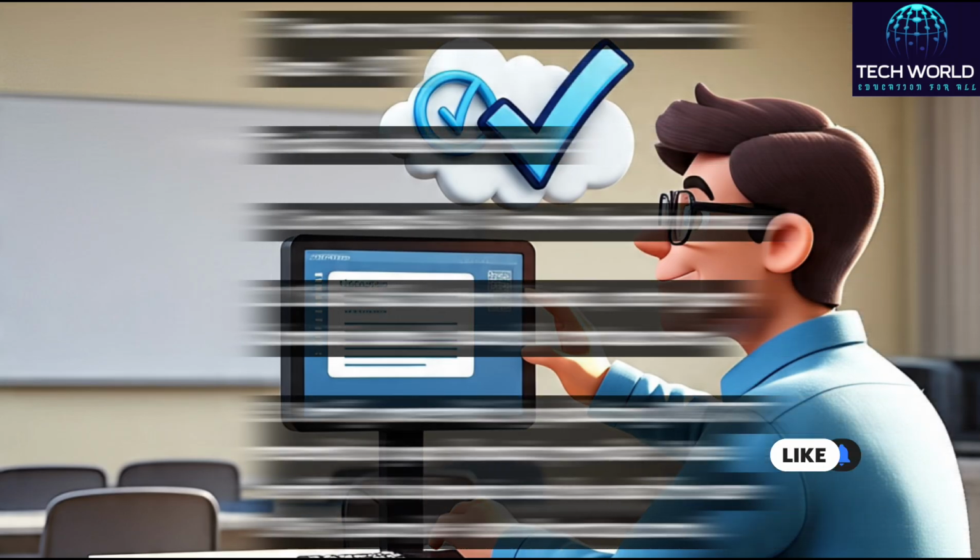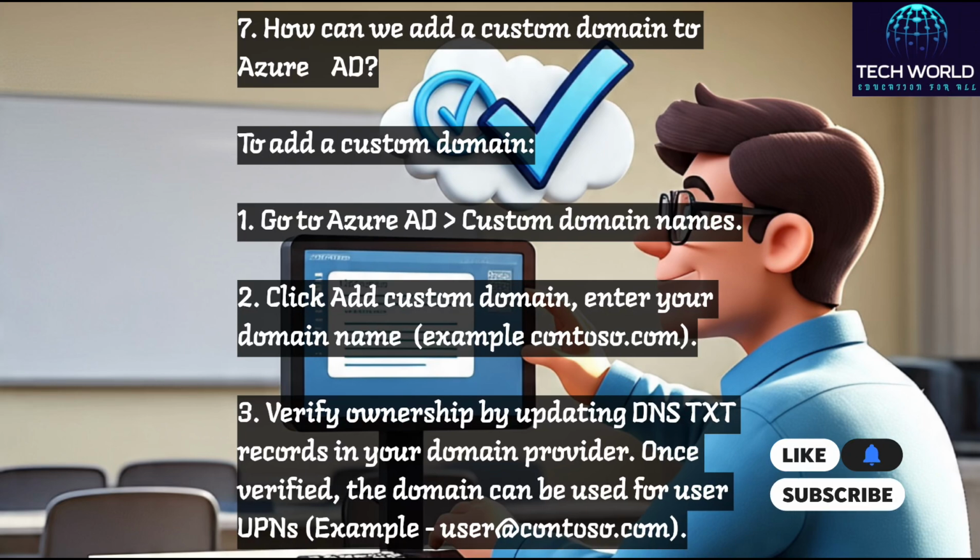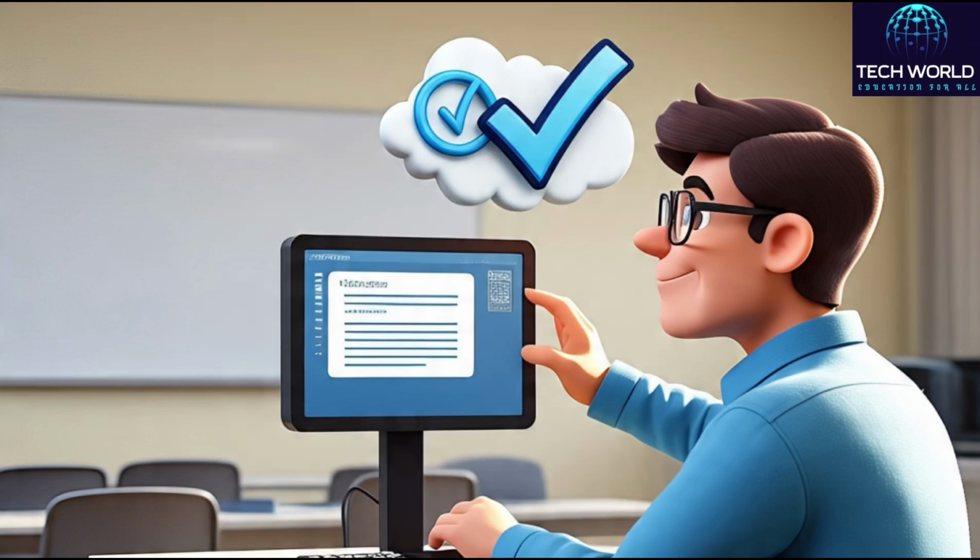7. How can we add a custom domain to Azure AD? To add a custom domain: 1. Go to Azure AD Custom Domain Names. 2. Click Add Custom Domain, enter your domain name, for example contoso.com. 3. Verify ownership by updating DNS TXT records in your domain provider. Once verified, the domain can be used for user UPNs, for example user@contoso.com.